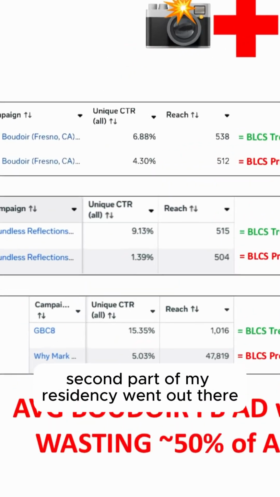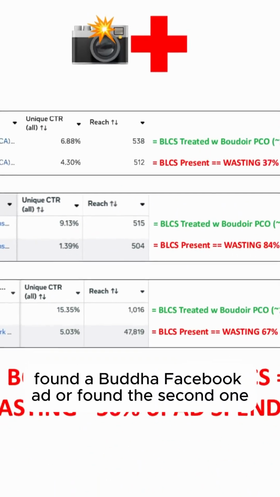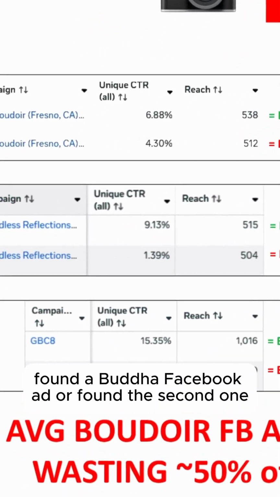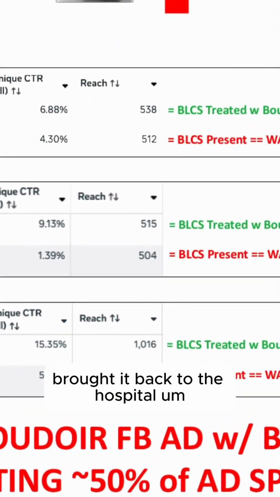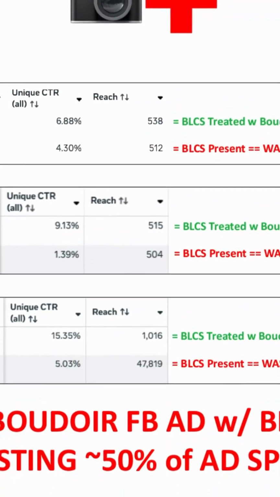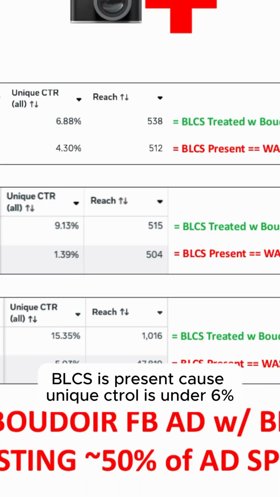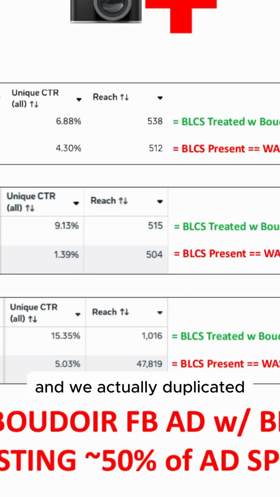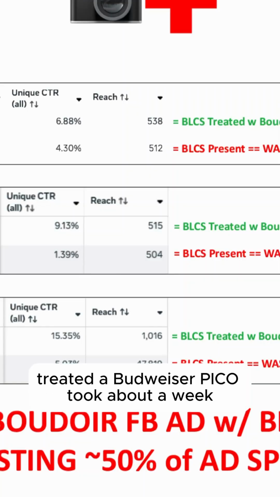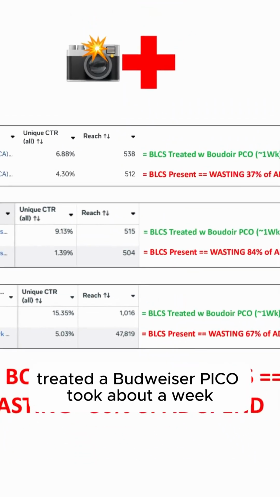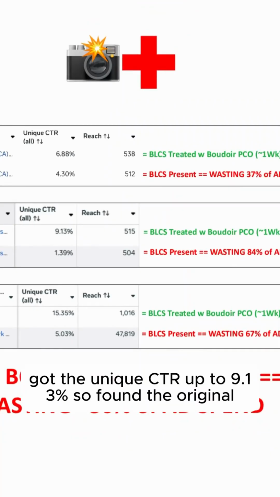Second part of my residency, went out there, found a Boudoir Facebook ad, or found the second one, brought it back to the hospital, tested it, found its unique CTR was 1.39%. So we know, okay, BLCS is present because unique CTR is under 6%. And we duplicated it, treated with Boudoir Pico. Took about a week. Got the unique CTR up to 9.13%.